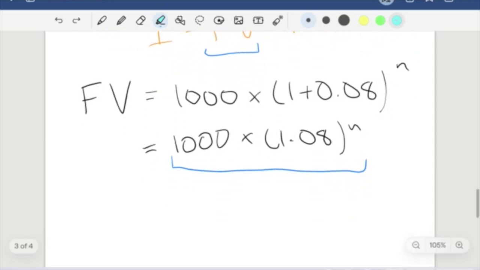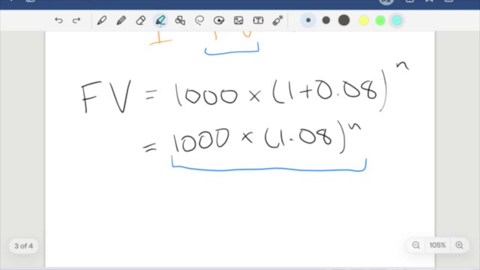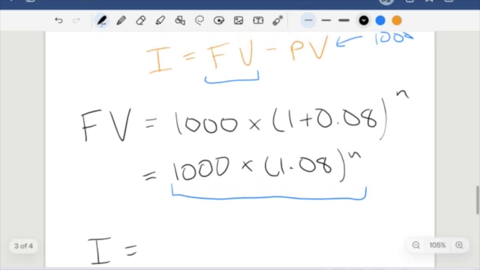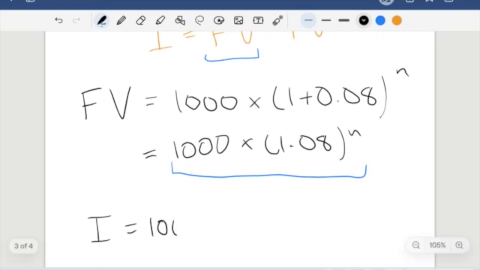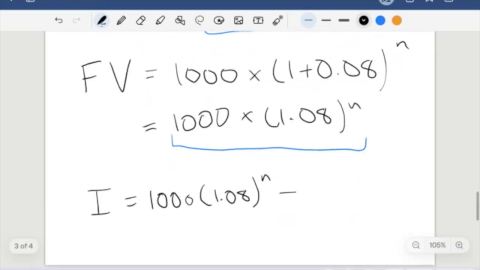So when we write out an entire equation combining these two ideas, we're going to get that our interest is equal to this future value thing that I've underlined in blue, 1,000 times 1.08 to the power of n, minus my present value of 1,000. And this is the thing that we're going to be graphing.